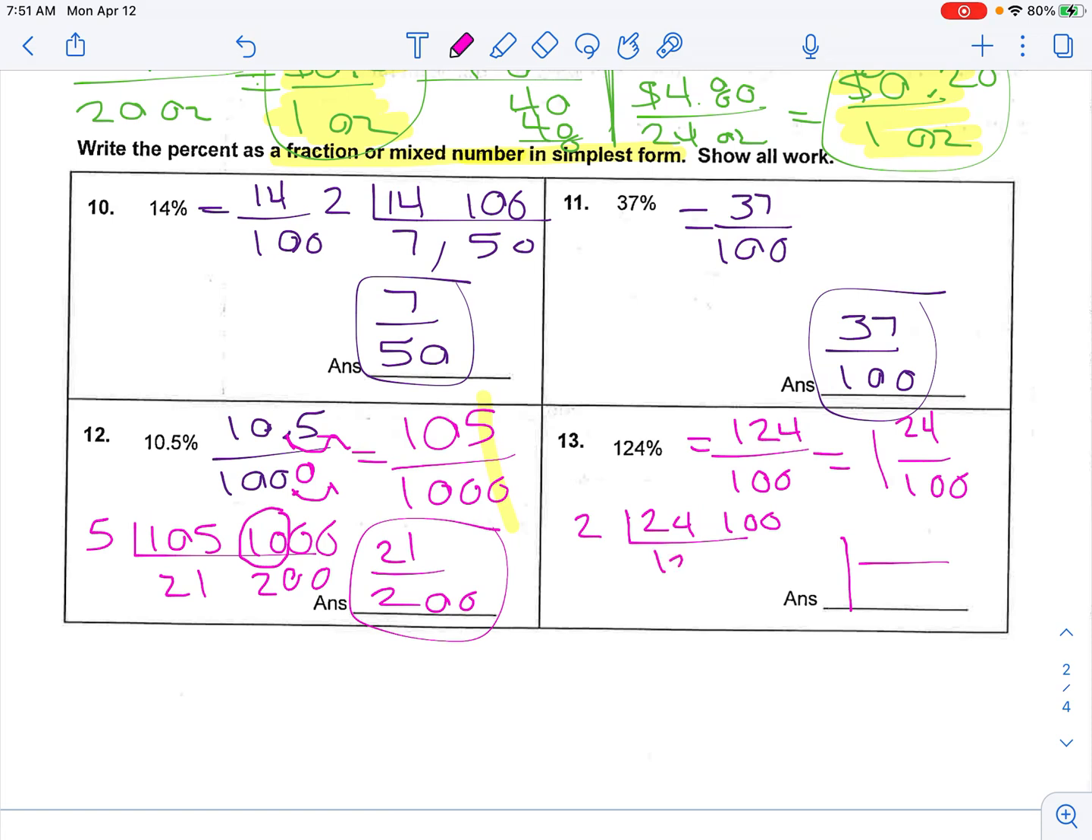Even numbers are divisible by 2. So we get 12 and 50. Oh, I've got 2 more even numbers. I'm going to divide by 2 again. That gets me to 6 and 25. So 1 and 6 25ths would be your final answer for number 13.